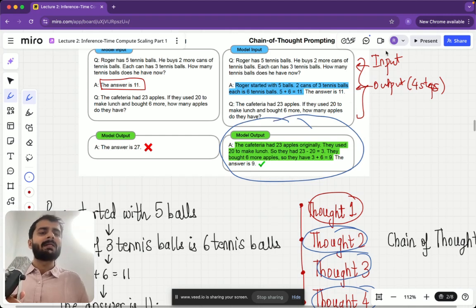let's say you have given this in one of the examples in the input output prompts. Now if you ask a new question, let's say the cafeteria has 23 apples and if they use 20 to make lunch and bought 6 more, how many apples do they have? So the model learns to think in a similar way for new input examples as well. For example, you can see here that the model output is: the cafeteria had 23 apples originally. They used 20 to make lunch, so they had 23 minus 20 equal to 3. They bought 6 more apples, so they have 3 plus 6 equal to 9. The answer is 9. And in the standard prompting, the answer it gives is 27, which is the wrong answer.